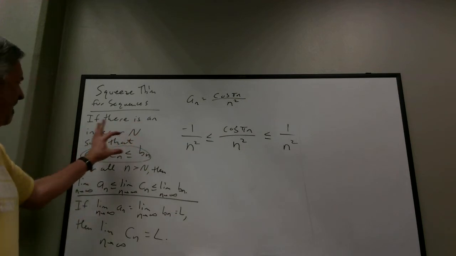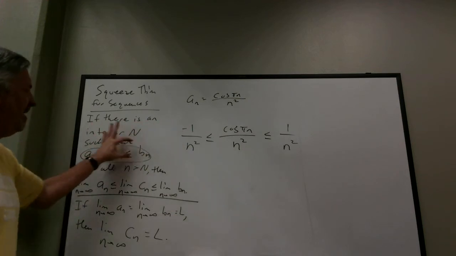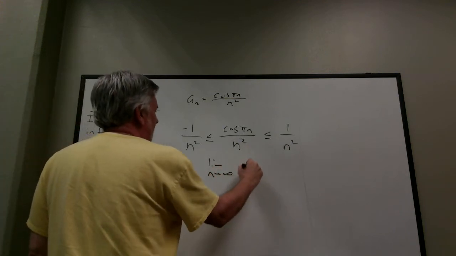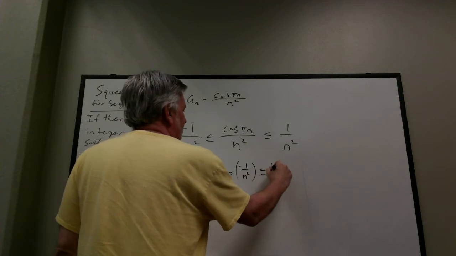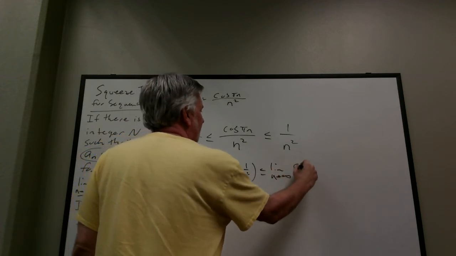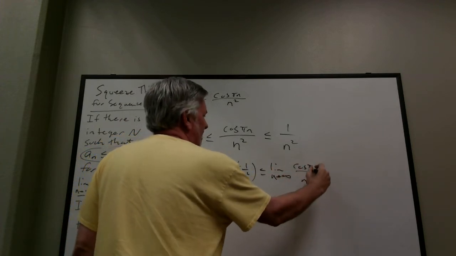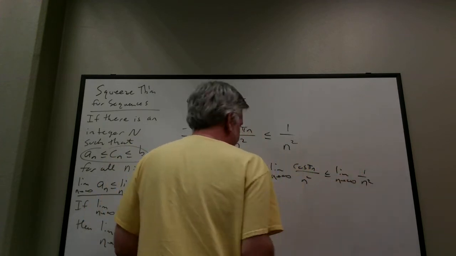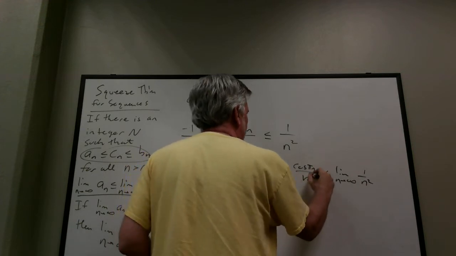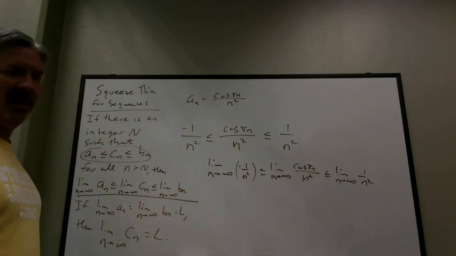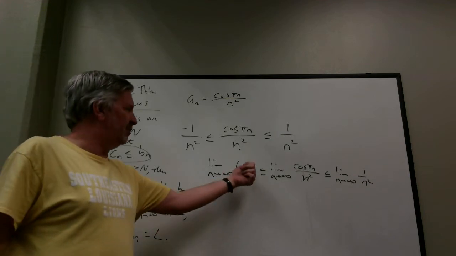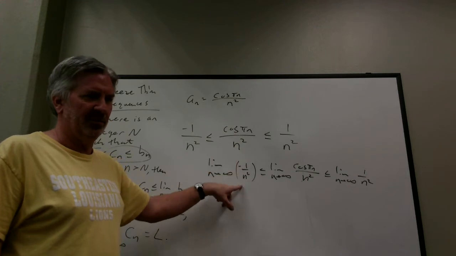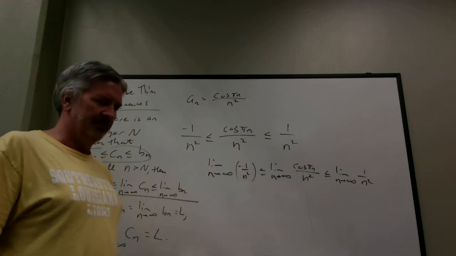So notice here, this is my Cn, I had to find the An and the Bn. Well, therefore, the limit as n goes to infinity of -1 over n squared is less than or equal to the limit as n goes to infinity of cosine pi n over n squared, which is less than or equal to the limit as n goes to infinity of 1 over n squared. Now what's the limit as n goes to infinity of -1 over n squared? Well, the numerator is just -1 always. -1 over 100, -1 over 1,000, -1 over a billion, -1 over a trillion. Those fractions are going to 0.